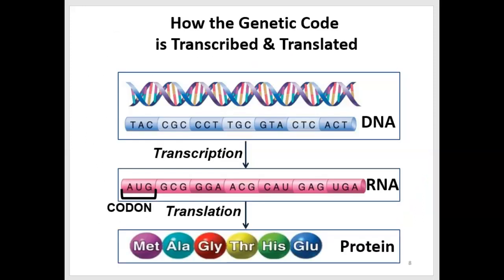Let's look more closely at how the genetic code is first transcribed, and then it's translated into a sequence of amino acids. First, when transcription occurs, the RNA copy is synthesized with a sequence of bases that are complementary to the sequence of bases in the DNA. This is because the RNA strand will temporarily bind to the DNA strand.